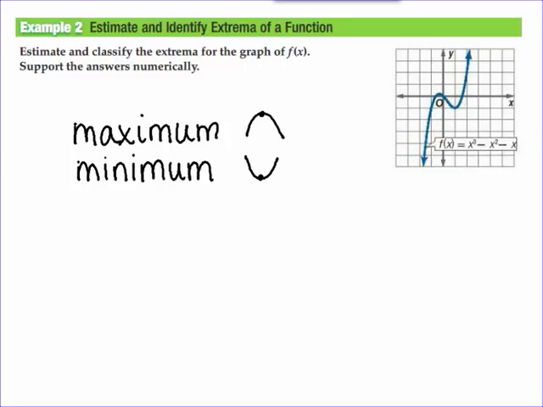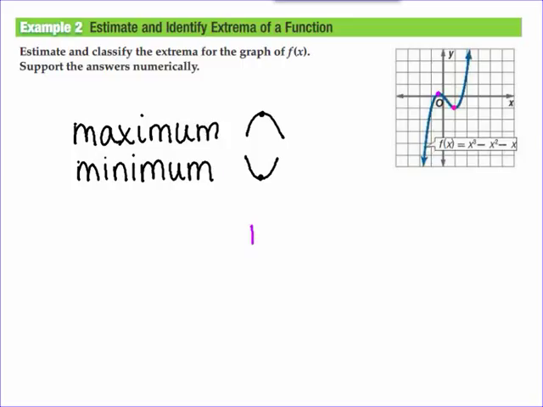So if you look at this graph, is there a maximum value? Yeah, looks like there's a maximum value right here. That's a high point in the graph. What about a minimum? Does it look like there's one there? Yeah, right here.